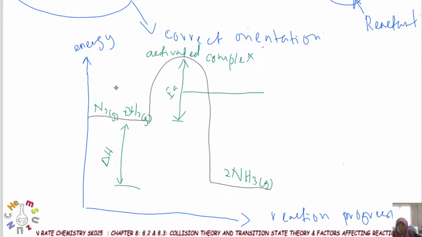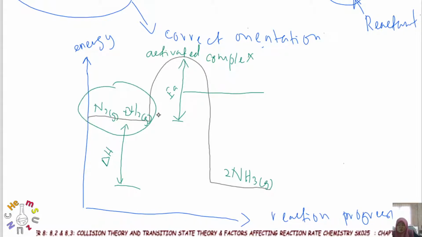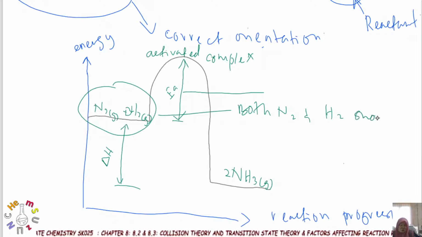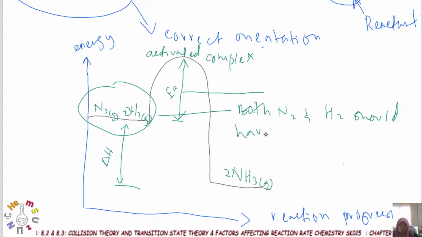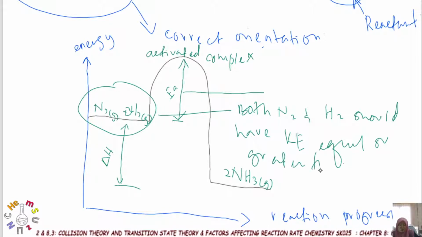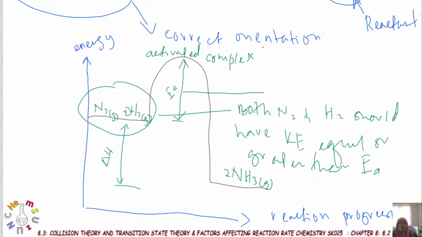Kita akan kata both nitrogen and hydrogen should have kinetic energy equal or greater than activation energy, where the activation energy is the minimum energy required to initiate the chemical reaction.